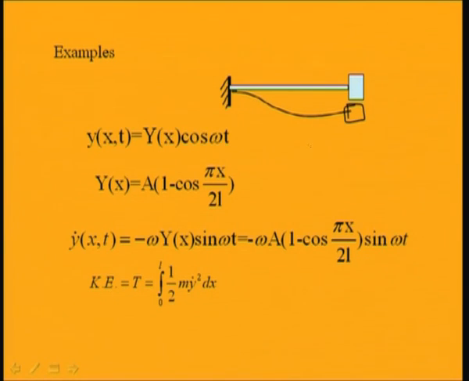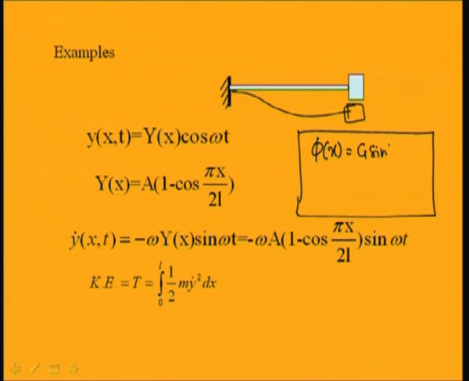Already from the exact solution you can find the frequency equation and the mode shape. By solving this Euler-Bernoulli equation, you can take phi x equal to c1 sinh beta x plus c2 cosh beta x plus c3 sin beta x plus c4 cos beta x. So this is the generalized mode shape.